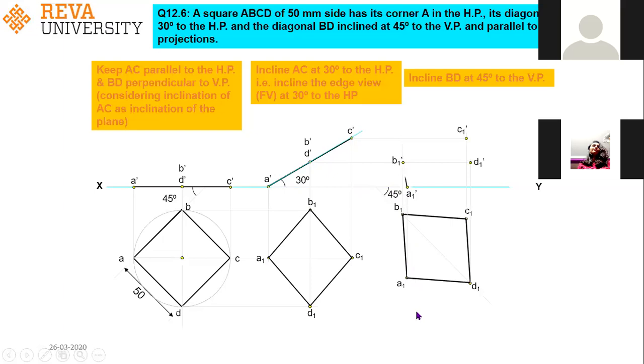After that, join the lines from all the corners: A dash to B dash, B dash to C dash, C dash to D dash, D dash to A dash. So this is the third position of your given problem. That is the solution for the given problem.